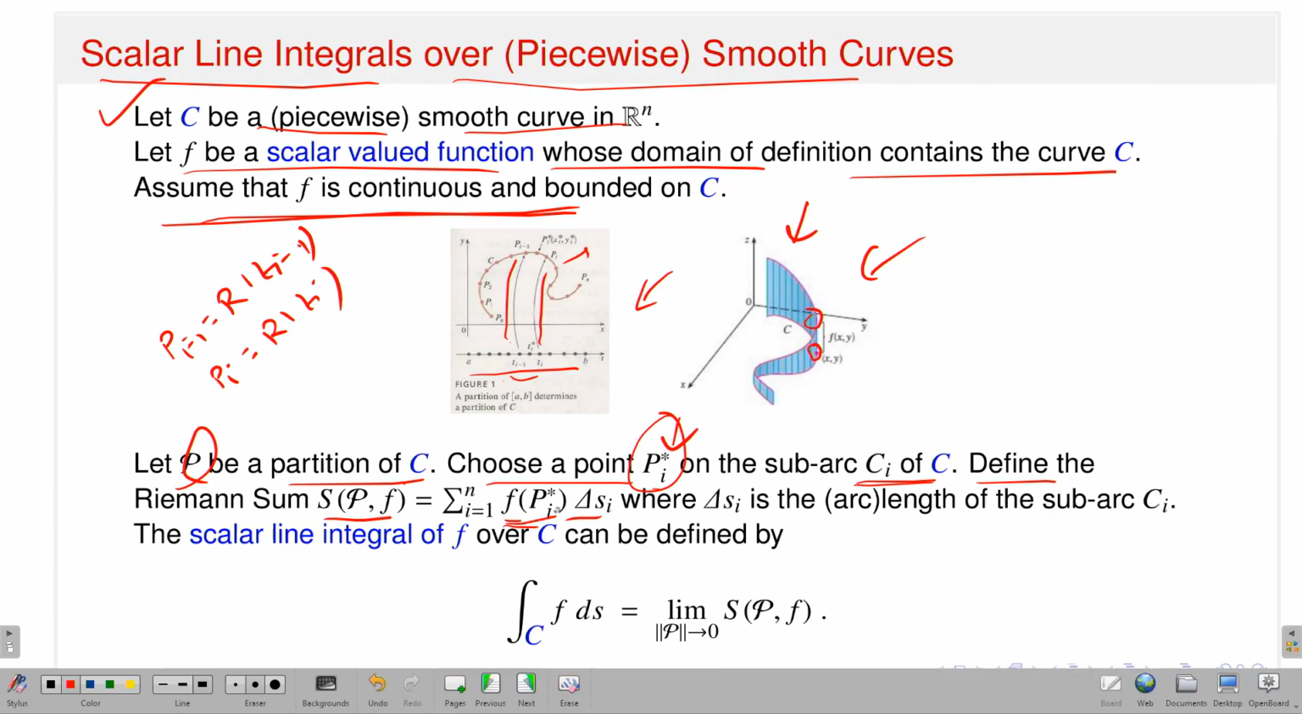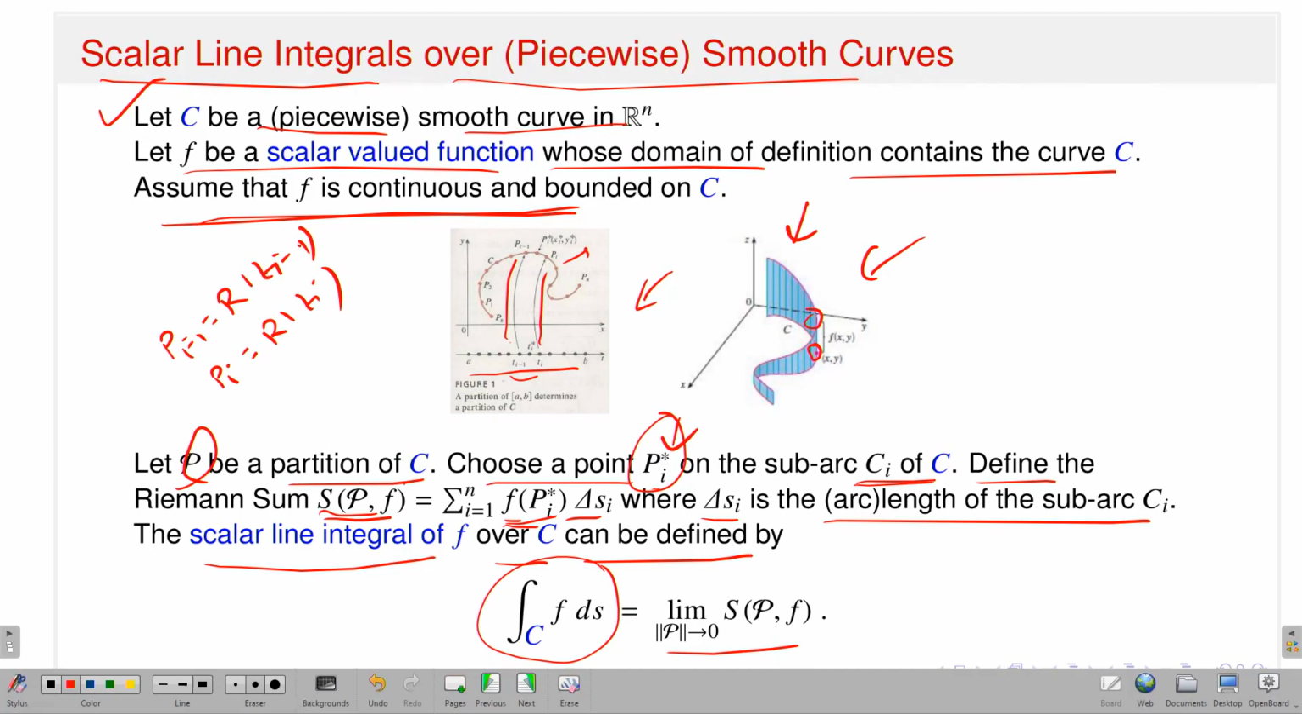So that means make a Riemann sum: f of Pi star times the arc length of my subarc Ci, summed over I from 1 to n, because there are n many points. This is called the Riemann sum S(P, f), where delta Si is the arc length of my subarc Ci. Then the scalar line integral of f over C is defined by taking the limit as the norm of P goes to 0 of S(P, f). That means make a Riemann sum and take finer and finer partitions. Whenever the limit exists, the notation is the integral over C of f ds.